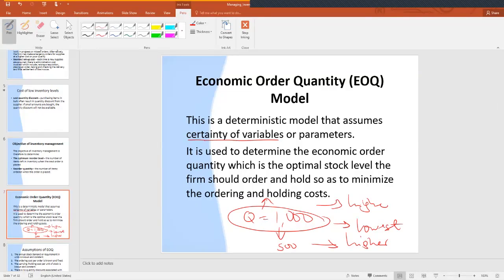Any reordering made above the queue or below the queue, its cost is higher than if the company was to reorder at the queue proposed by the model of 1,000.